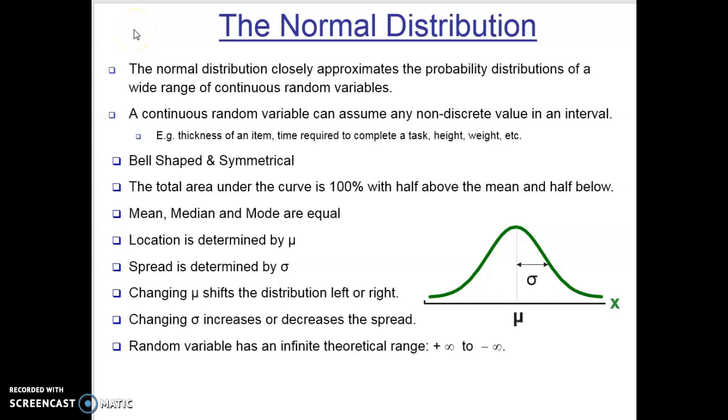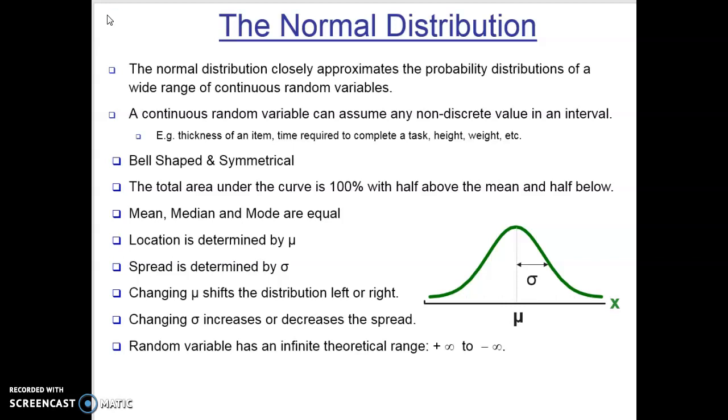Hi guys, in this video I want to start the normal probability distribution. This is a continuous distribution that applies to a wide range of human variables. So it's a favorite of social scientists because not only is it applicable to a lot of social science topics, but it's also something that's very easy to analyze.